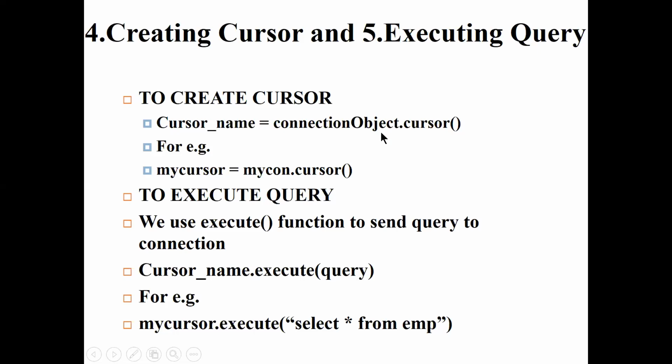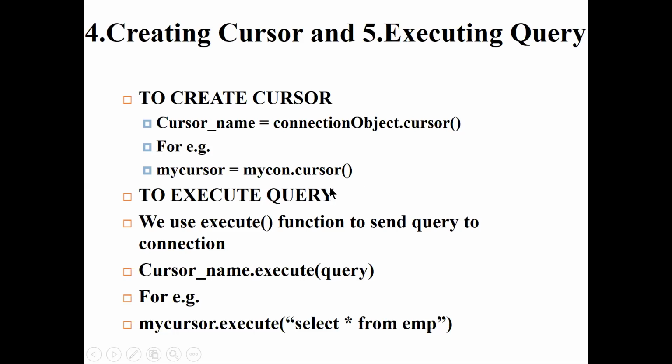Connection object, and using the connect function, whatever object we created, the object name dot cursor. That's it. Okay, you just have to write this statement. So my cursor is equal to my connection. Here previously what did we give? My connection, my con, we had given that. So we have to use that: my connection dot cursor.